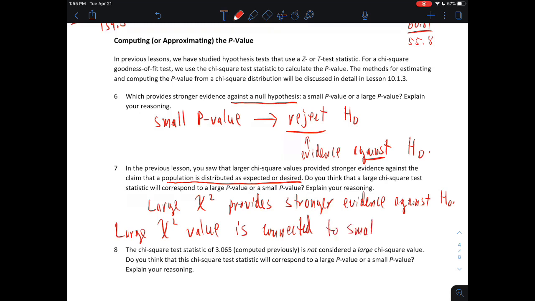And this is exactly the same thing that we saw with t-test statistics and z-statistics. Larger z-scores, smaller p-value. Larger t-scores, smaller p-value. Same exact concept. You even saw this in ANOVA. When you had a larger F-test statistic, there was a smaller p-value.